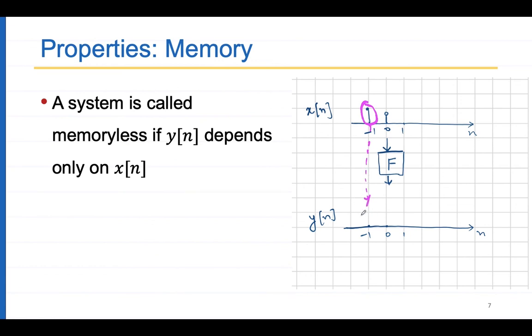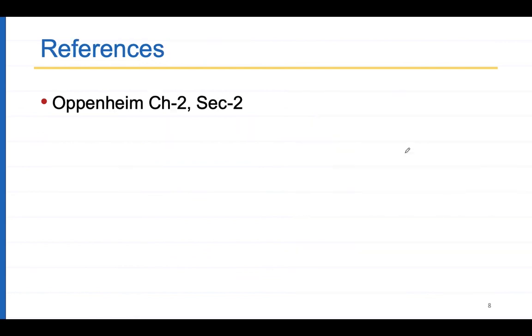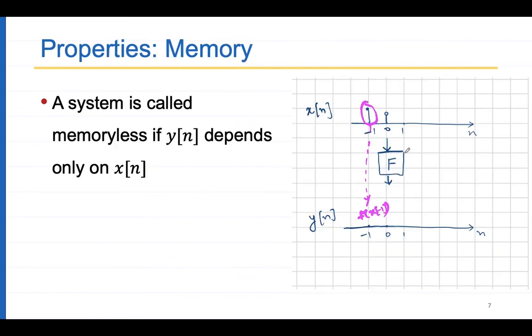So this is only a function of x of minus 1, right? It does not depend on any other values of x. So that is called a memoryless system. What is the use? The use is, okay, you don't need a memory, so you can do real-time processing. For example, an amplifier system does not need any memory. You can directly do the processing.